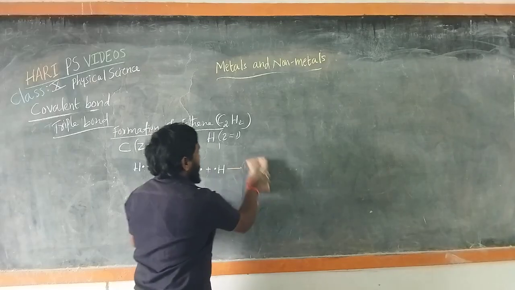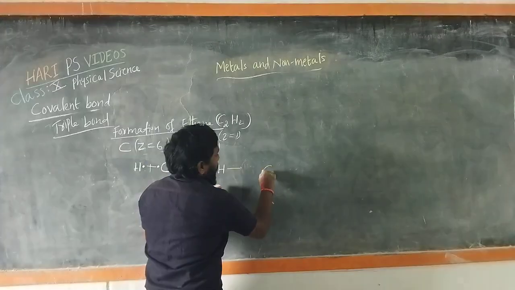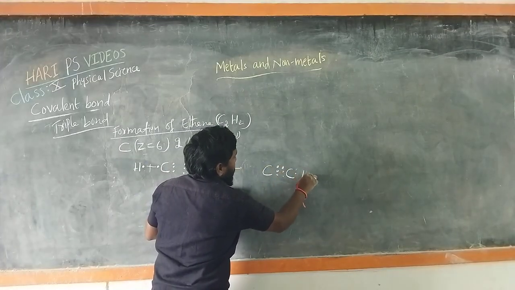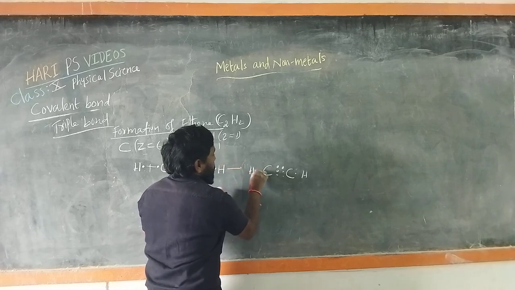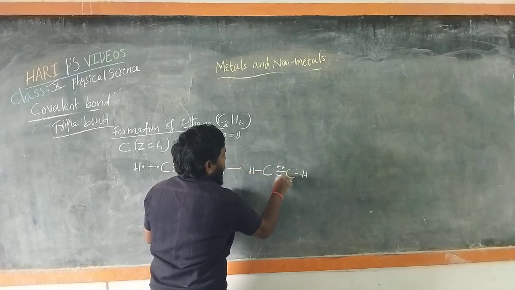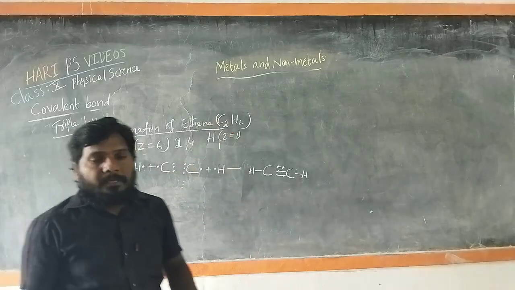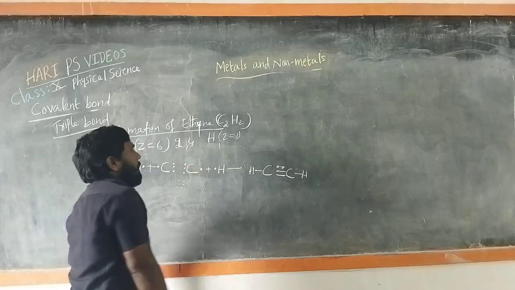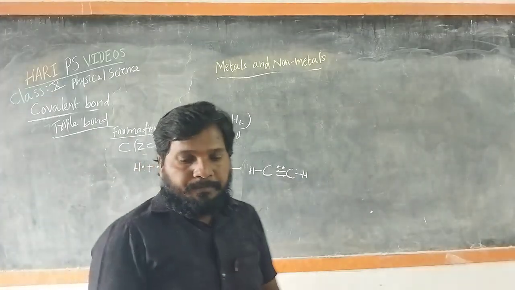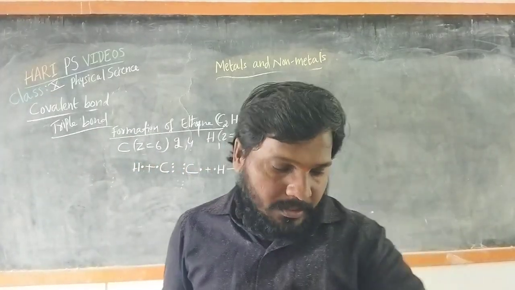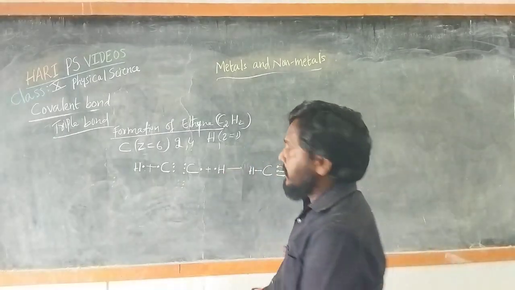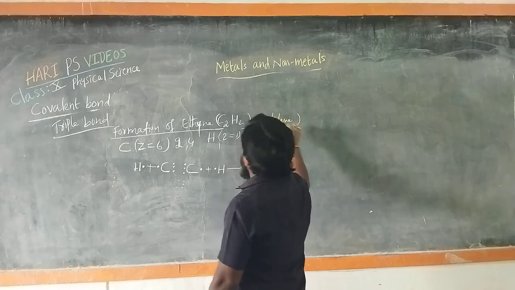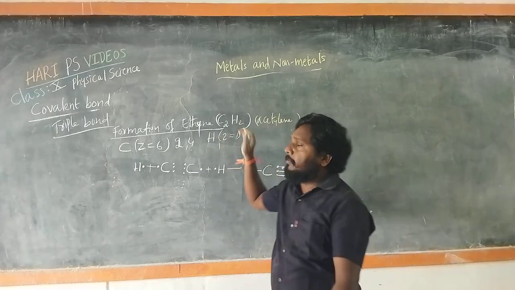So finally what will happen? By sharing of 3 pairs of electrons between the 2 carbon atoms, the ethene molecule is formed. This is also called acetylene. Formation of acetylene, or formation of ethene.